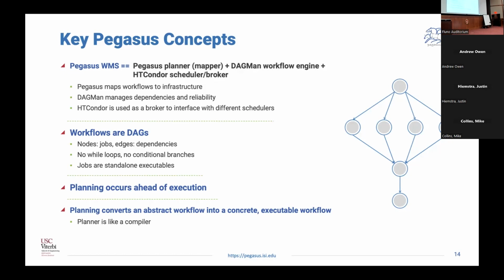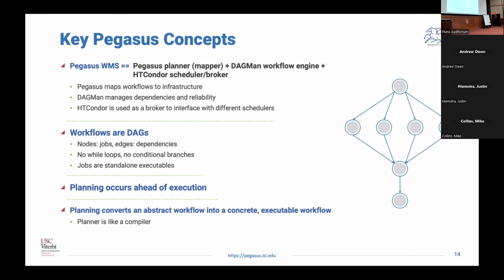Workflows in Pegasus are DAGs, so they're directed acyclic graphs of tasks. The notation for representation generally is nodes indicate jobs, edges indicate dependencies. Since workflows are DAGs, no while loops or conditional branches are supported out of the box.